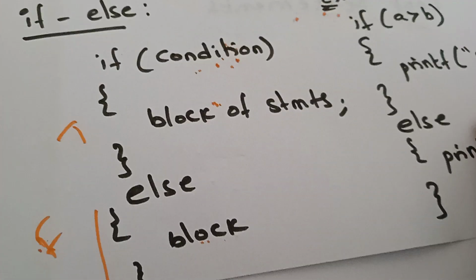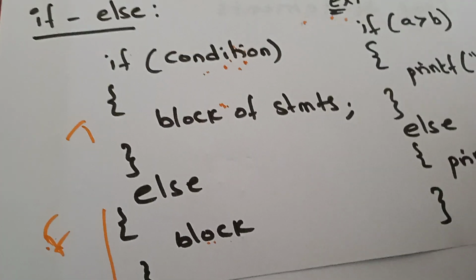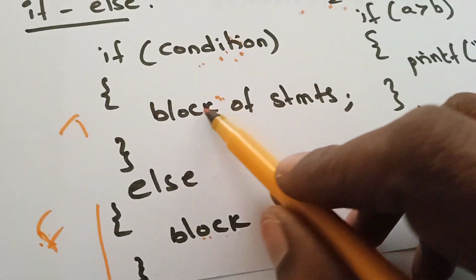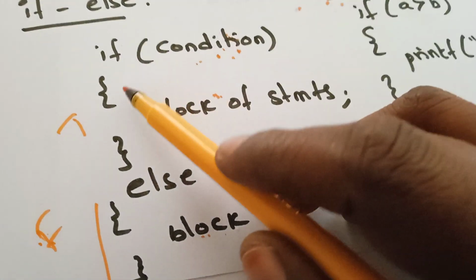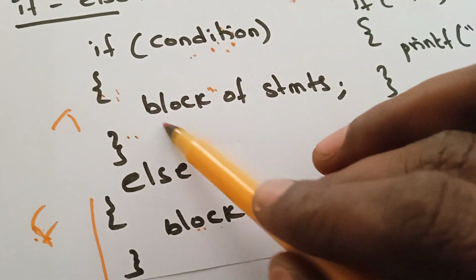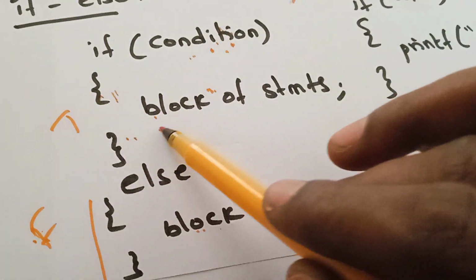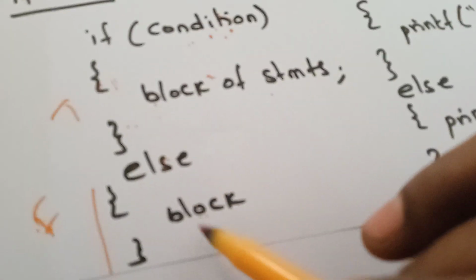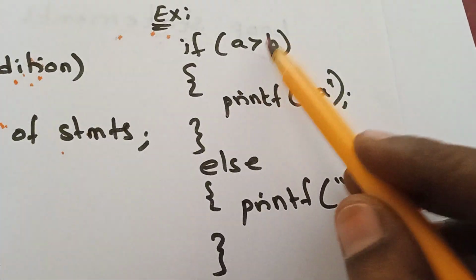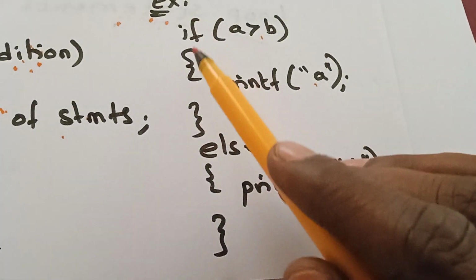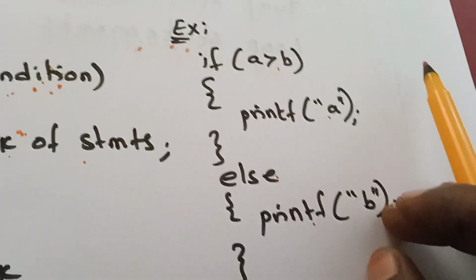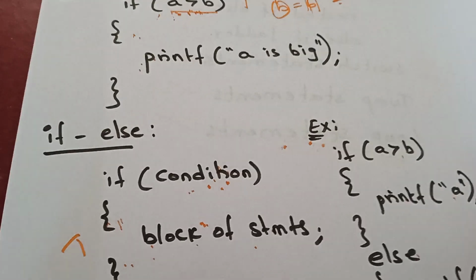And if you are writing programs, keep this in mind: if you have only one statement to be executed, there is no need to put the curly brackets. It is advisable to use them when you have more statements. For else also it is the same. Since I have only one statement, I may not use the curly brackets, and still I can get execution of my code. So this is all about if and else.